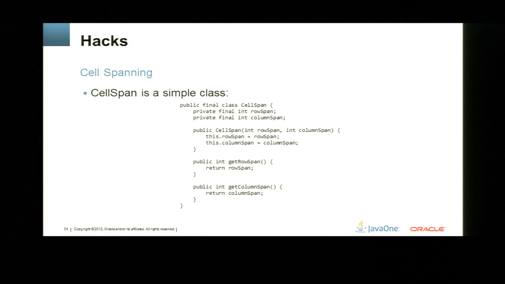So cell span is very simple. It's a final class, two fields. It's the row span and the column span. And if you think about when you're talking about cell span and it spans one column, that means it's spanning just the column that it would have done anyway. If it spans two columns, then it's going to span that one and the one next to it. And same with rows. So one means don't span anything more than usual.